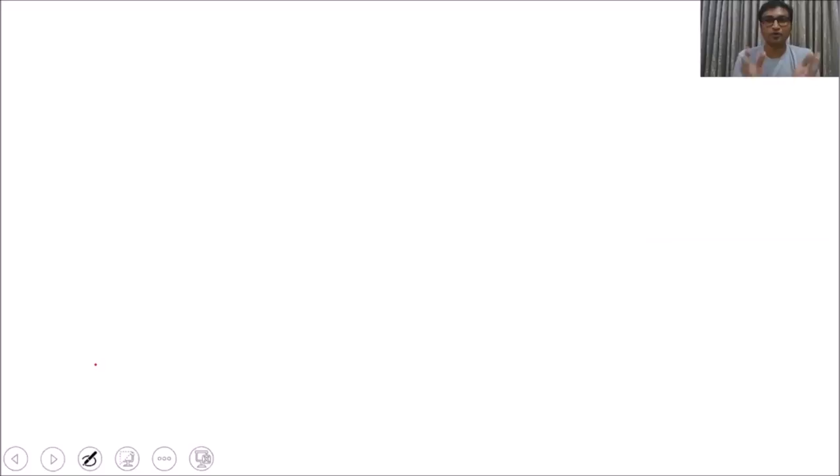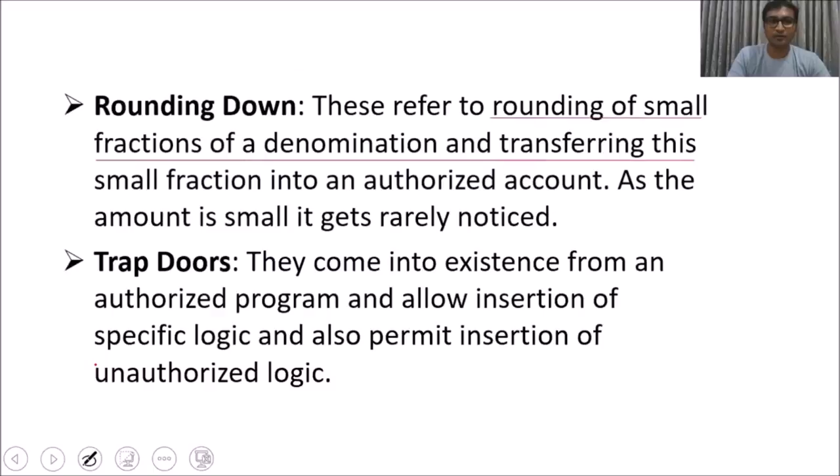Now, please underline rounding down. Okay. Then trapdoor.